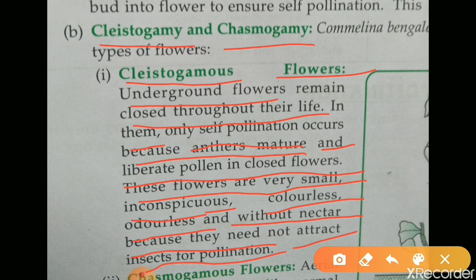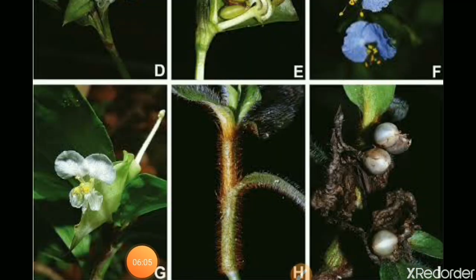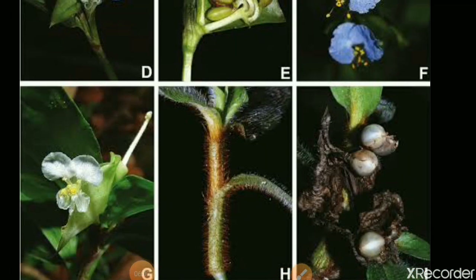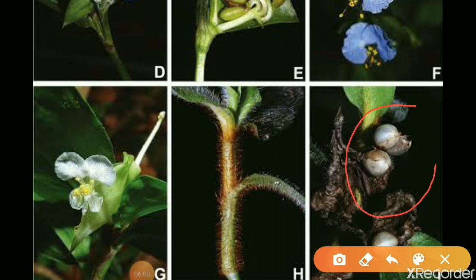Because in these flowers, which type of pollination only takes place? Self-pollination only takes place. That's why they do not want all these devices. Okay, listen, this is a cleistogamous flower. Okay, they remain closed throughout their life.